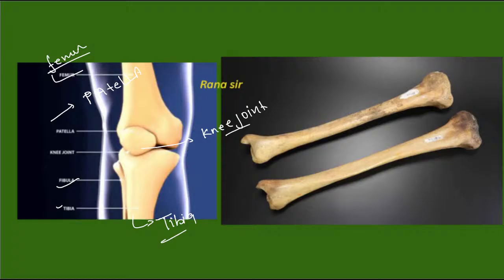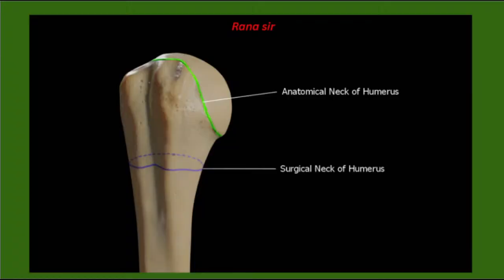This is a real bone, and the next one is the anatomical neck of the humerus. This one is a real bone showing the anatomical neck and the surgical neck of the humerus.